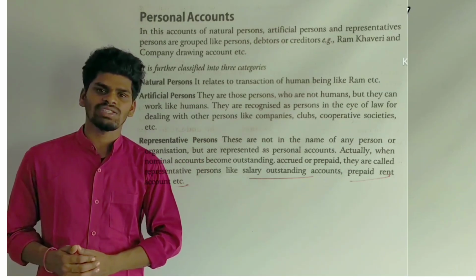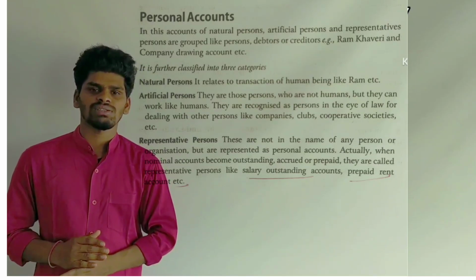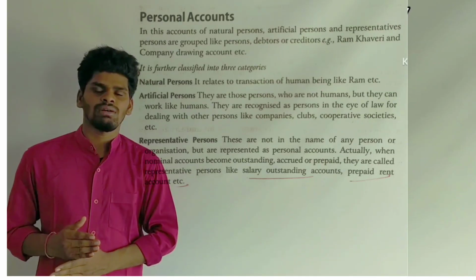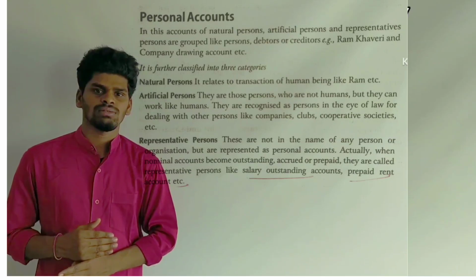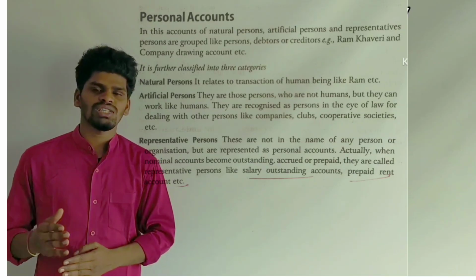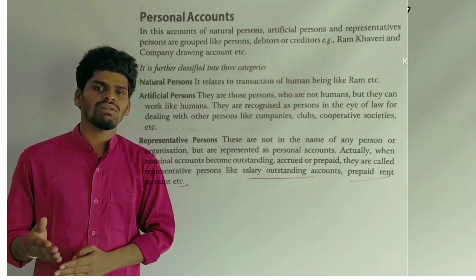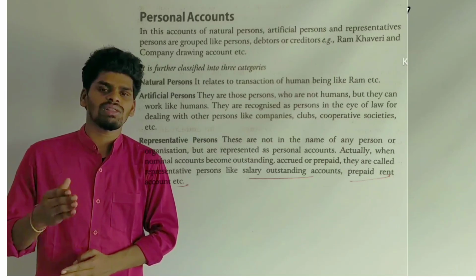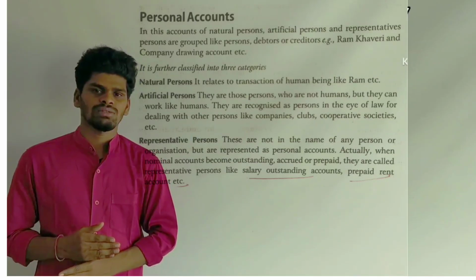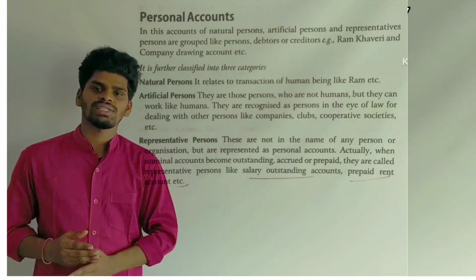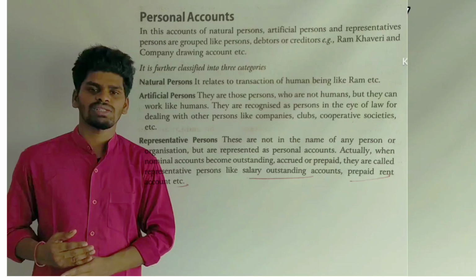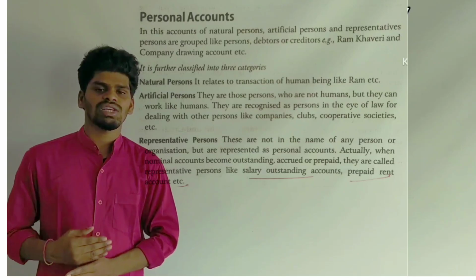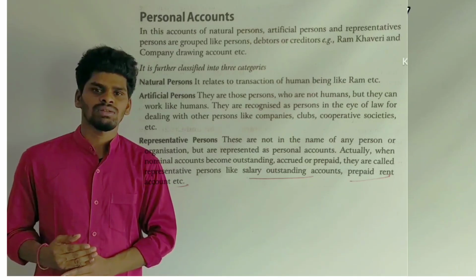And the first one is natural persons. So what is the meaning of natural persons? The natural persons deal with all the human beings. For example, Ramu, Sita, Geeta, Ramesh. So these are all natural persons, or these are all human beings. The personal account deals with all the human beings' accounts. Artificial persons, for example, a company is an artificial person, a club is an artificial person, a cooperative society, these are all artificial persons.